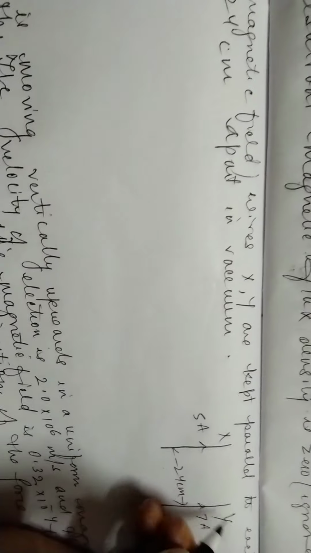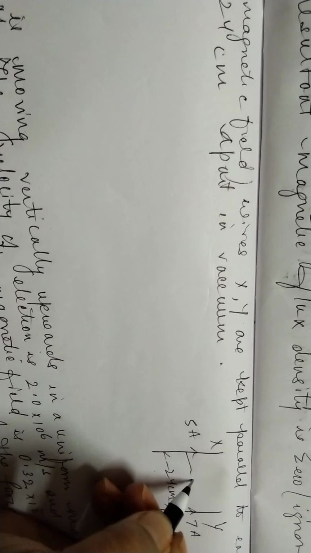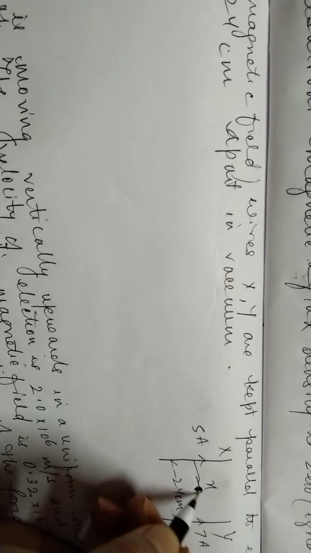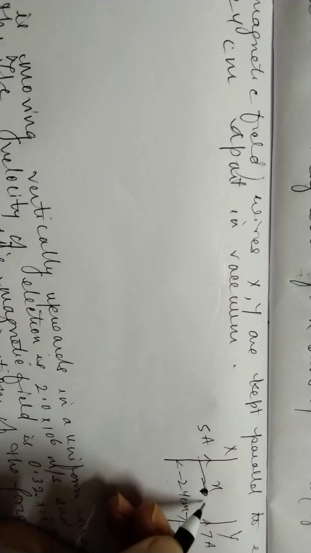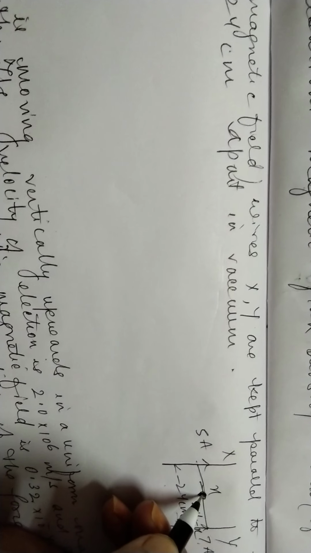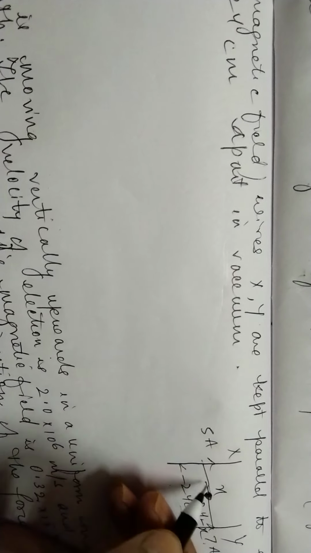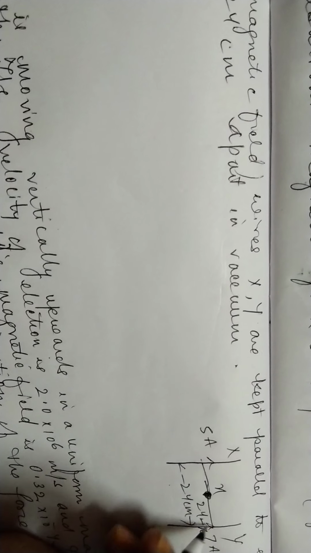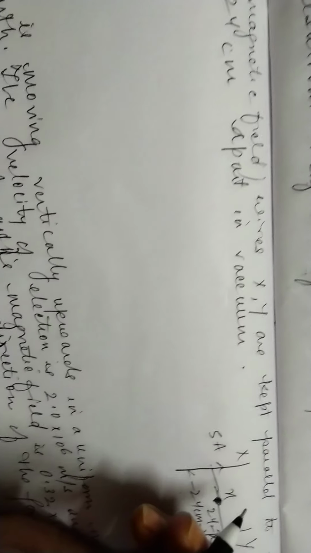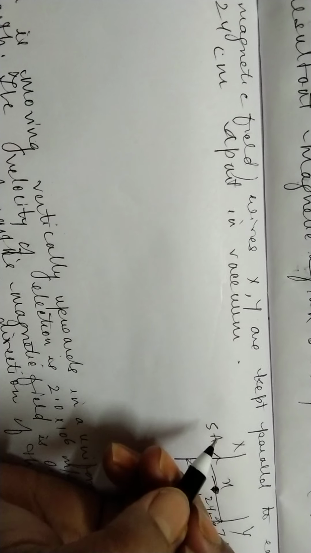In order to find it, let us assume I take this point as X. So if I locate the neutral point, this distance is X and this distance will definitely be 24 minus X. So the distance of this point from this wire becomes X, and the distance of this point from the other wire is 24 minus X. Now we will be applying the formula.